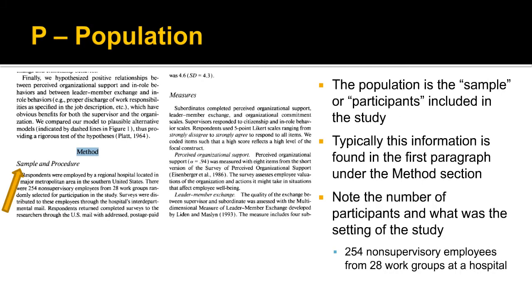Using your search, Adobe will take you immediately to the methods section. The population is the sample of participants included in the study. This information is typically found in the first paragraph under the methods section in a subsection titled, as we see here, sample. Sometimes it'll say participants. You should be noting the number of participants and what was the setting of the study. In this case, there were 254 non-supervisory employees from 28 work groups at a hospital.